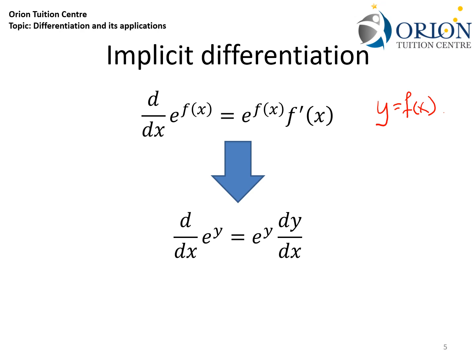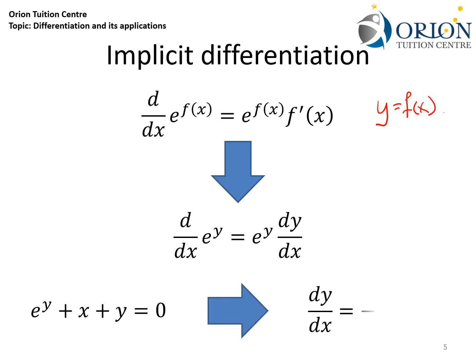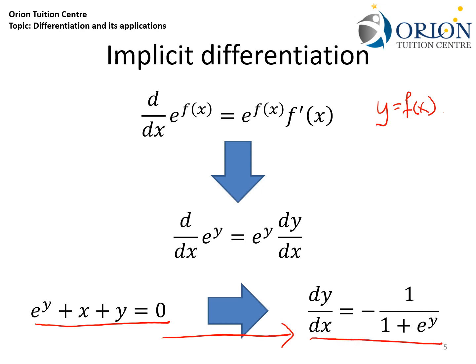Now, if we extend this into something slightly more complicated, say e to the power of y plus x plus y equals 0, we can make use of this technique to show that dy/dx equals negative 1 over 1 plus e to the power of y. But how do we carry out the process to get from the first equation to the final derivative? This is part of implicit differentiation that we will be illustrating in the next slide.